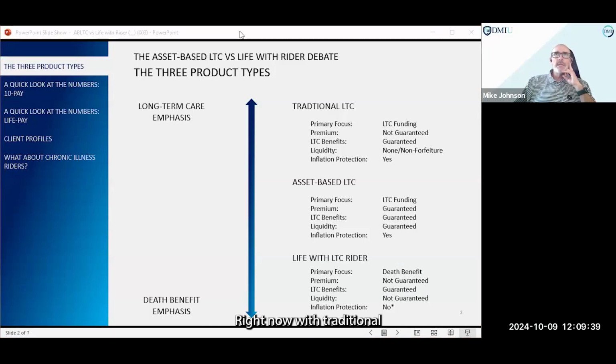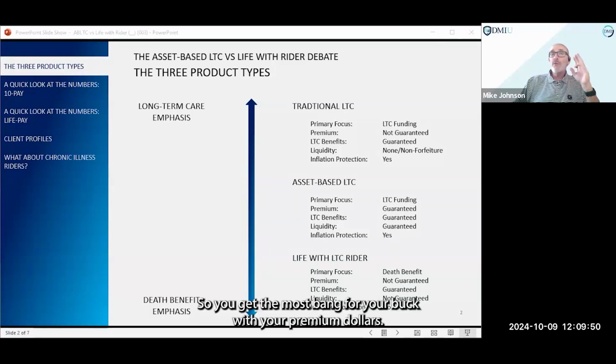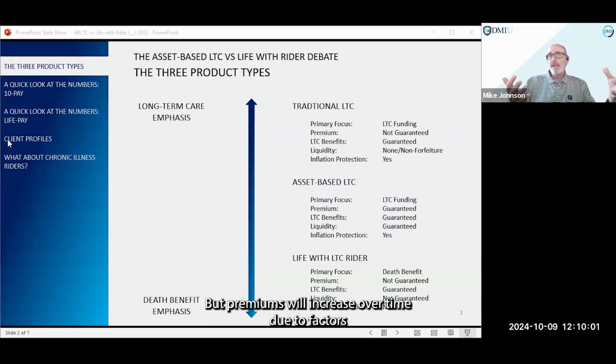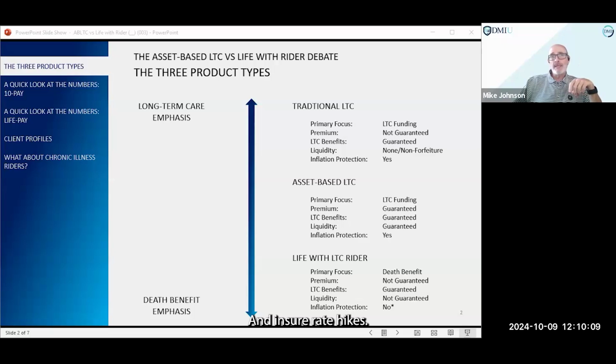Now, with traditional long-term care, you'll see that naturally the primary focus is on long-term care funding. So you get the most bang for your buck with your premium dollars, and that has the lowest cost of entry. And the younger the policyholder is when they buy, the lower the premiums will be. But premiums will increase over time due to factors such as inflation adjustments and insurer rate hikes.